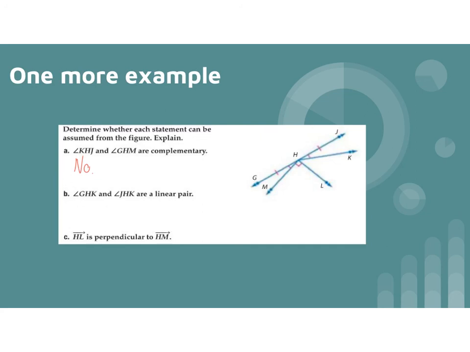Can we assume that GHK and JHK are a linear pair? Linear pair meaning when added together, they equal 180 degrees. And we can assume that because we know that these are collinear. J, H, G are collinear points. And we also can see that they are congruent.